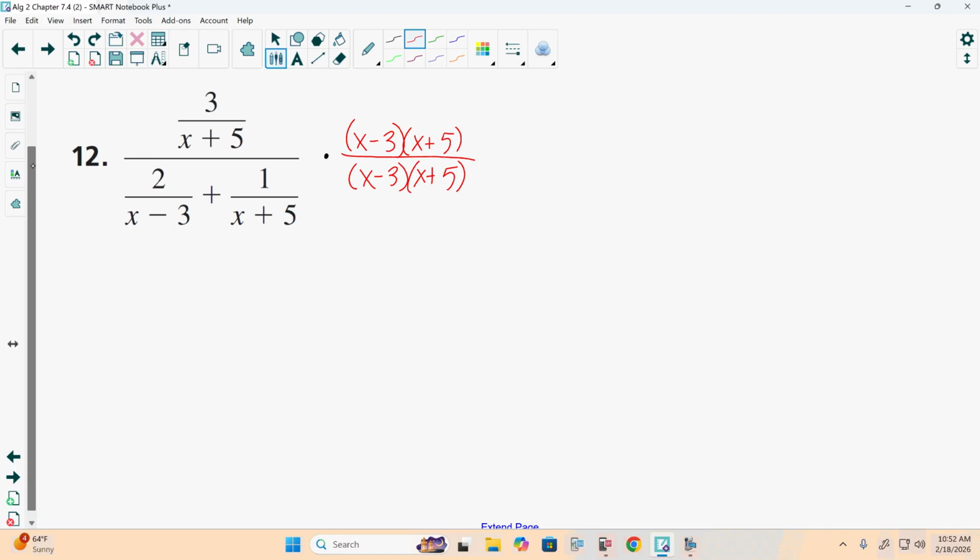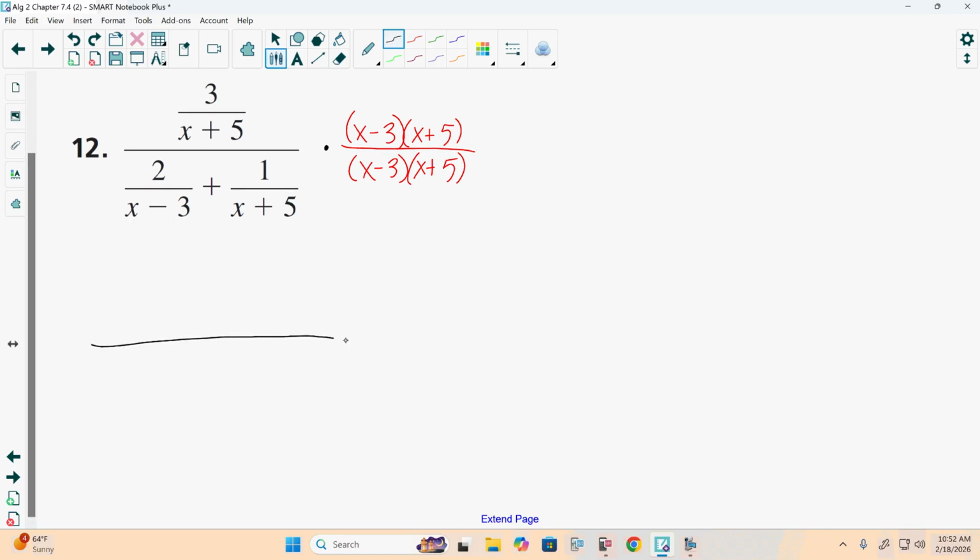Now what we can do is multiply these out. On top, the x minus 3 times x plus 5 is going to multiply with the numerator of the top fraction, giving us 3 times x minus 3 times x plus 5, over x plus 5.